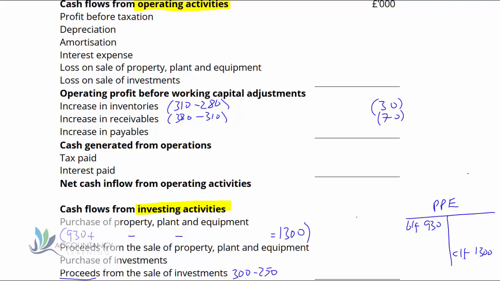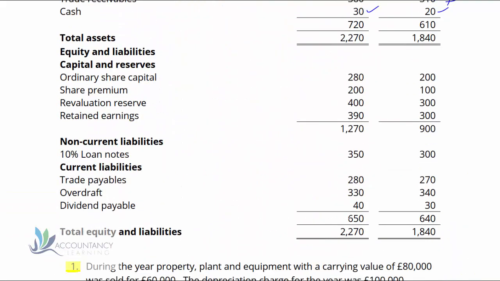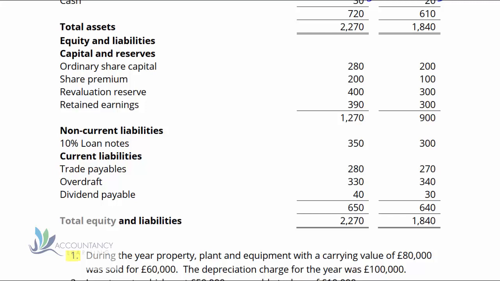Okay, so let's go up. Now we've covered all of our assets, so let's progress with the rest of our statement of financial position. So the next two, we're looking at equity now. We've got our capital and reserves, and we have our ordinary share capital and our share premium. And we can normally take a bit of a shortcut here and consider both of these at the same time. So we can see that ordinary share capital has gone up by 80 and our share premium has gone up by 100. So it's likely that we have 180 of cash raised by the sale of shares.